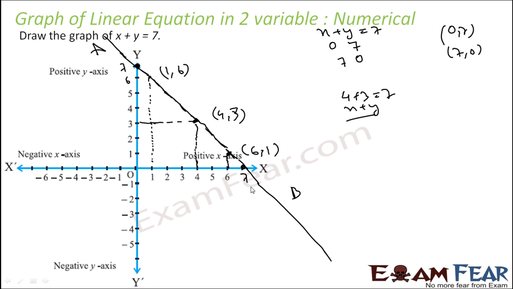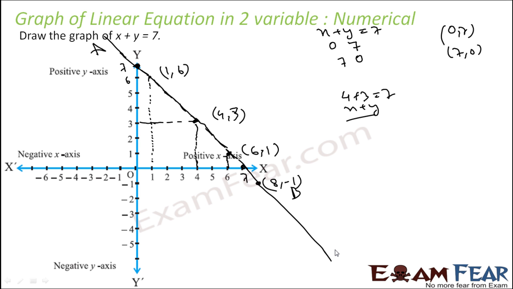Also, even this point will be (8, -1). This is also a solution. So any point on this line will be a solution for this equation x plus y is equal to 7. This line is for x plus y is equal to 7.